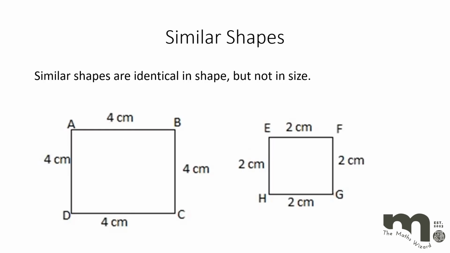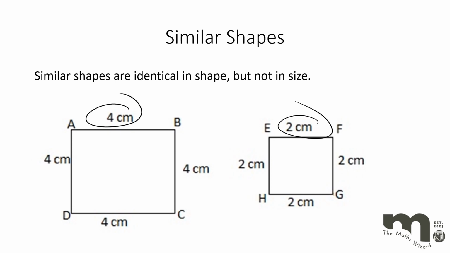So if shapes are mathematically similar to each other, what this means is they're identical in terms of the shape, but not in size. So we've got these two squares on the picture here. You can see this square has a side length of 4 centimeters. This one has a side length of 2 centimeters.